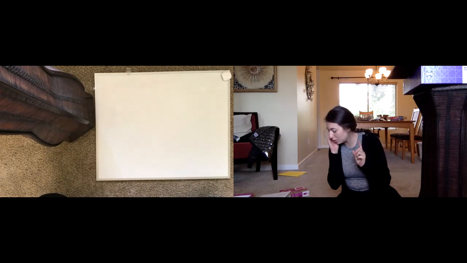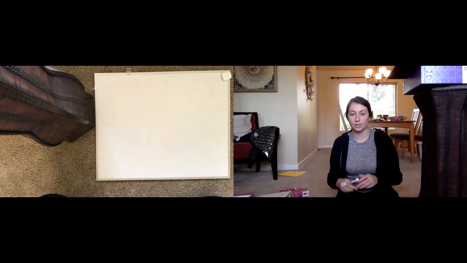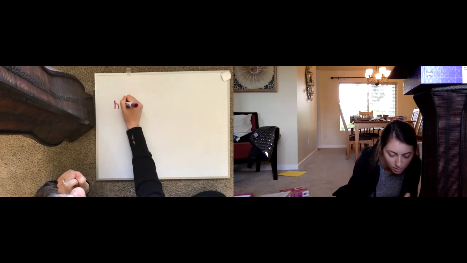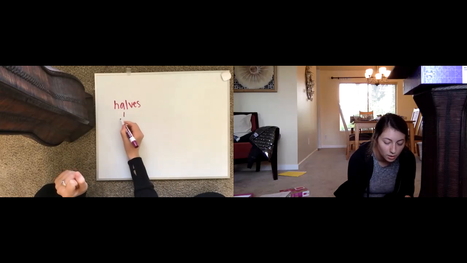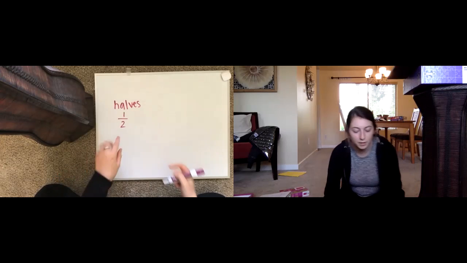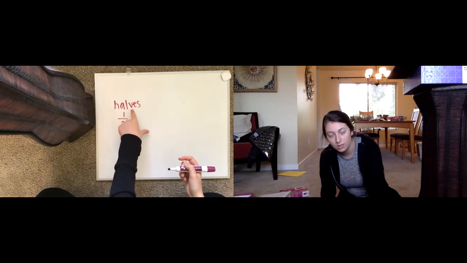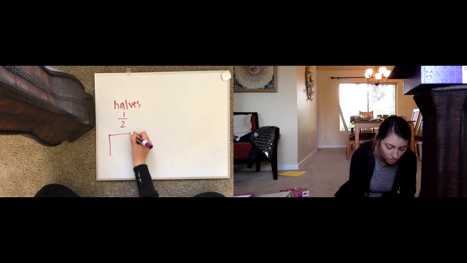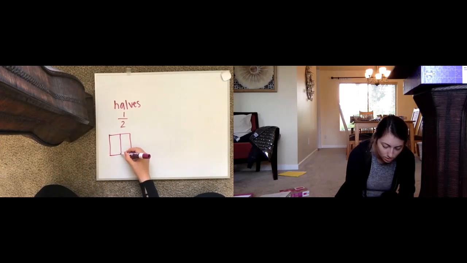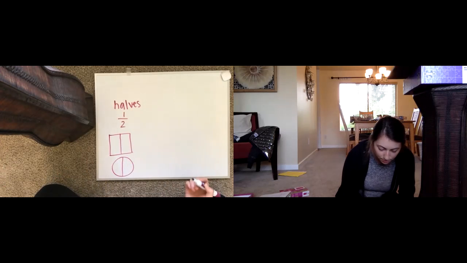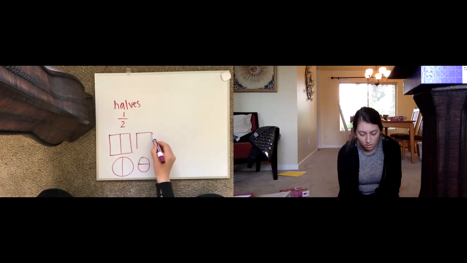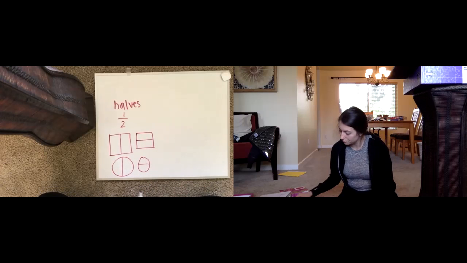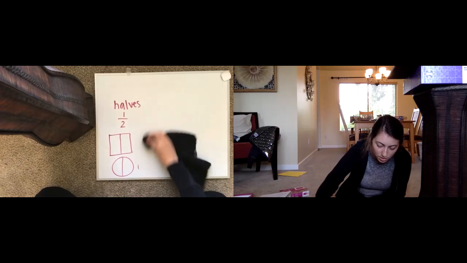Okay. So we need to remember, I'm going to review our words. Halves, which is the same as 1/2, but there's many 1/2s. Okay? And that looks like this or this. And you could even draw the line this way, for example, like that or like that. Or other ways, as long as they are equal parts.